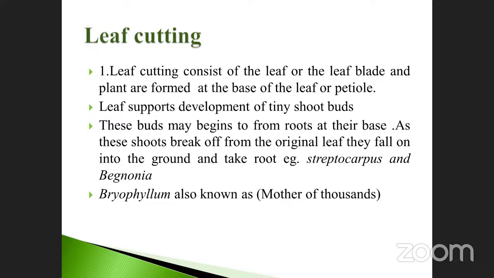And it fell onto the ground, in a favorable condition. As a result, a new plant forms. It grows a new plant. These buds begin to form roots at their base. As these shoots break off from the original leaf, which is nothing but the mother leaf, they fall onto the ground and take root.